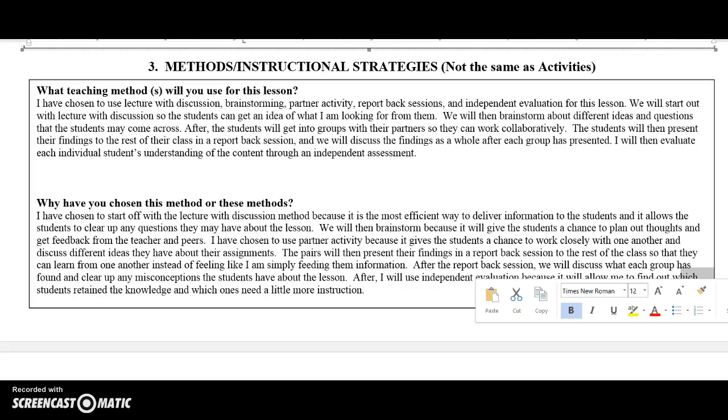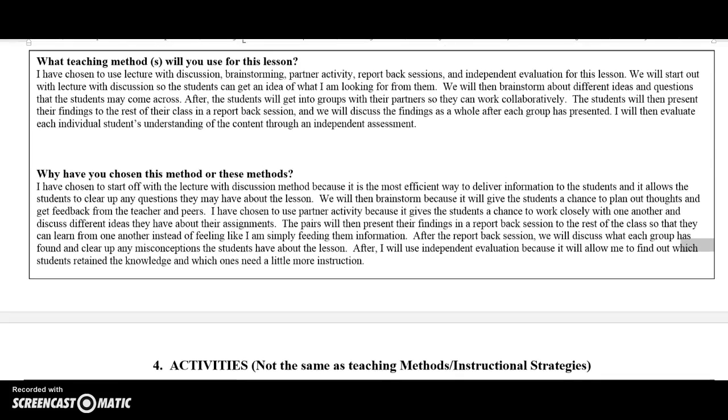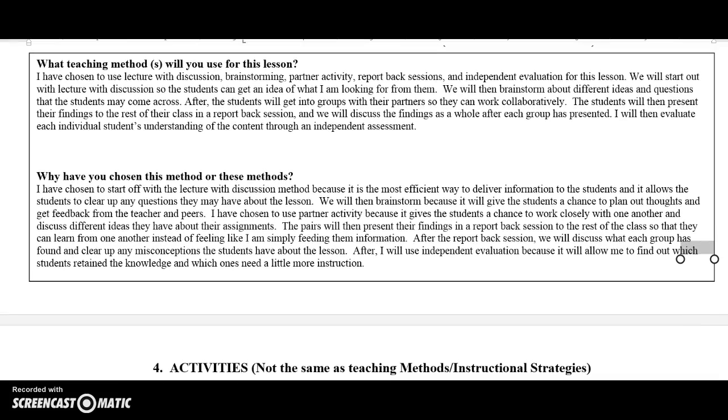I've chosen to start off with the lecture with discussion method because it is the most efficient way to deliver information to the students, and it allows students to clear up any questions they may have about the lesson. We will then brainstorm because it will give the students a chance to plan out thoughts and get feedback from the teacher and peers. I've chosen to use partner activity because it gives the students a chance to work closely with one another and discuss different ideas they may have about their assignments.